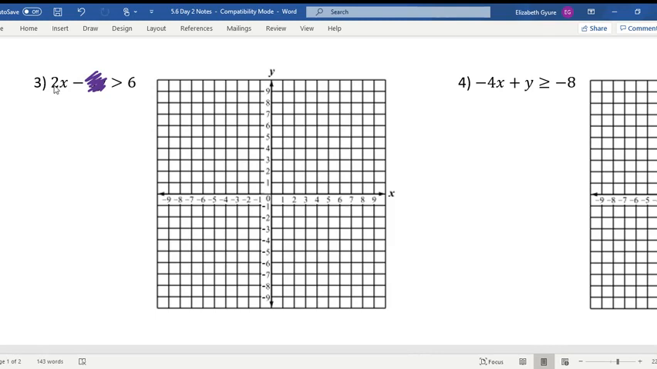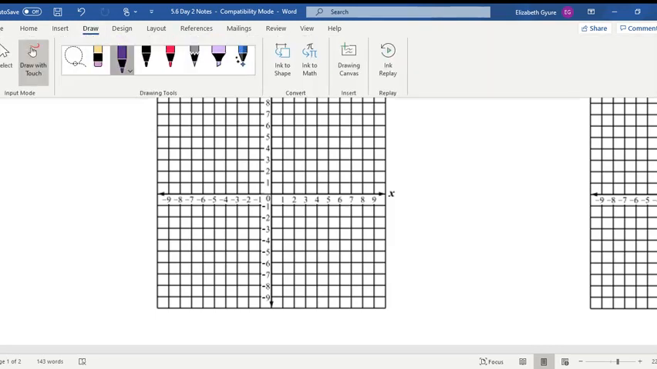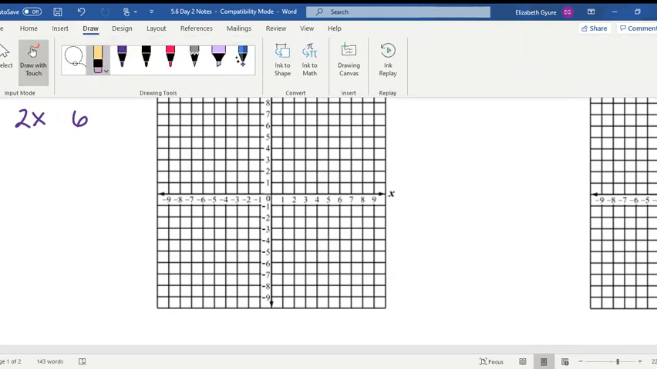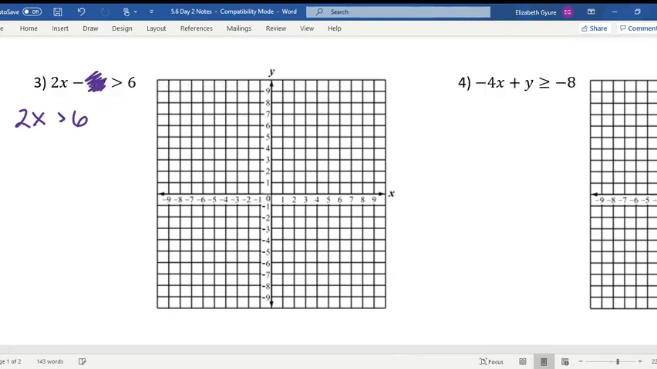And now we just have 2x is greater than 6. So then I'm going to write 2x is greater than 6. But at this one, I'm not quite done. I don't quite have my x-intercept yet. Does anyone remember what I would have to do next to work on getting x all by itself? Because it's not quite there.